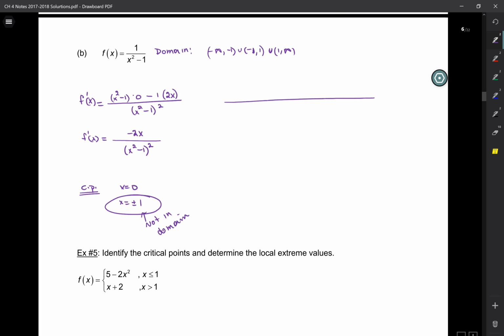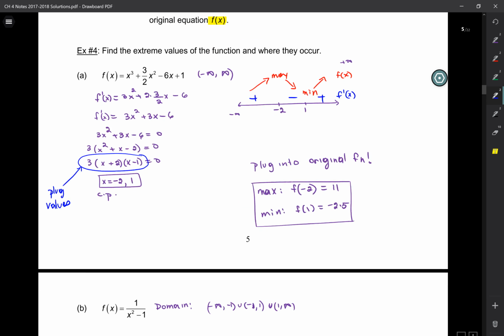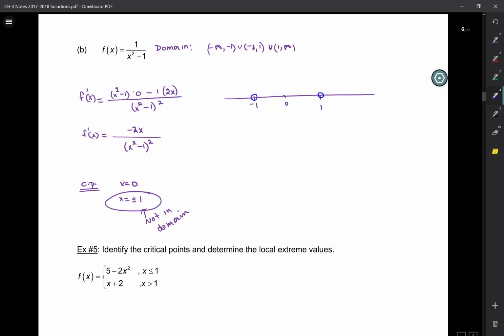Wait, I still don't understand why it wouldn't be in the domain though. Because at negative 1 and positive 1, it doesn't exist, right? It's undefined. It's not in the domain. Don't worry too much about that part. Worry about this. We're going to put all the numbers in there anyway, right? Negative 1, 0, 1. Now remember what I had said above here? Put open circles at the discontinuities. So we're going to put open circles here.